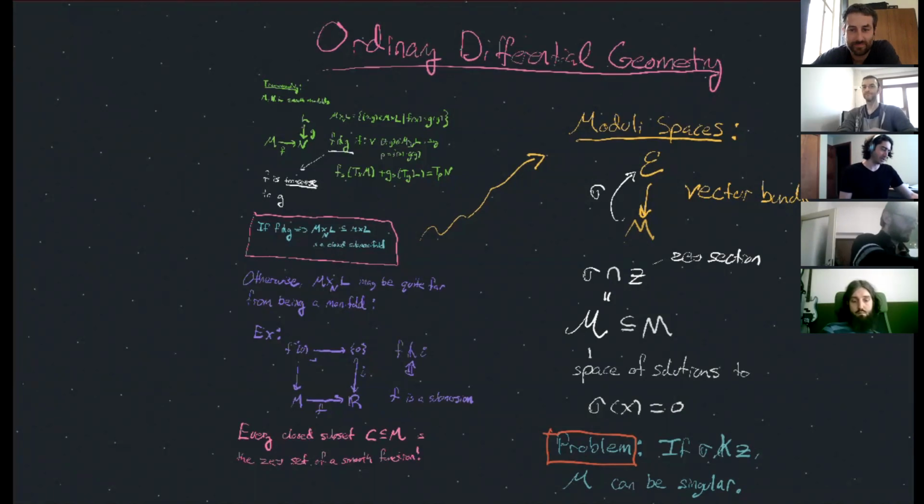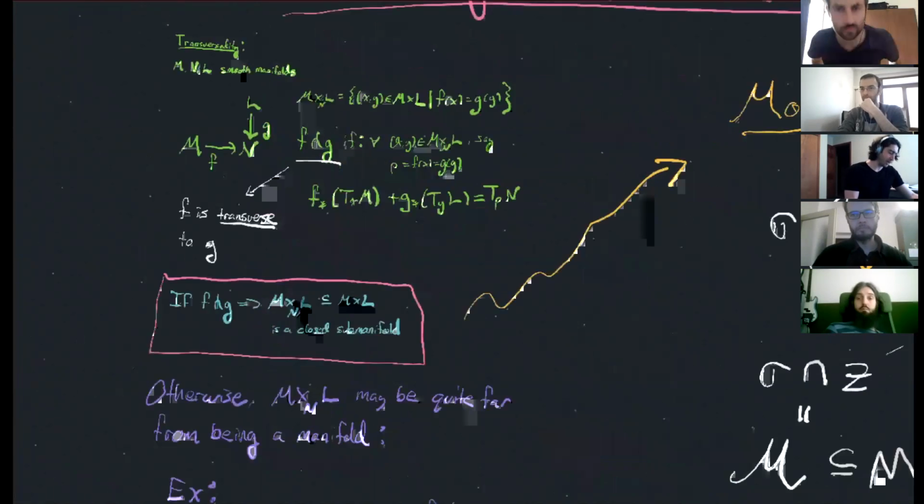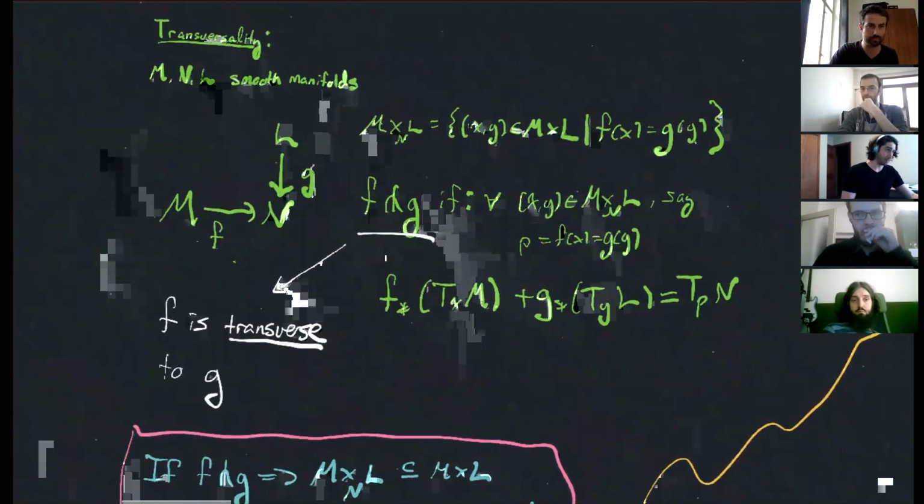Okay, so I'm going to start by telling you what differential geometry, or derived differential geometry, is supposed to be about, and then we'll get into the field theory aspects. At the core is the concept of transversality.